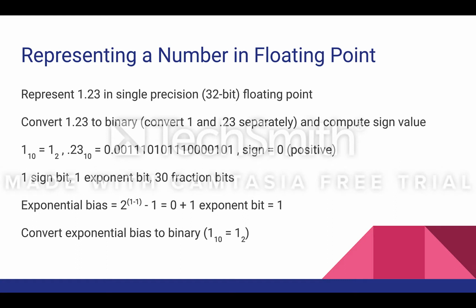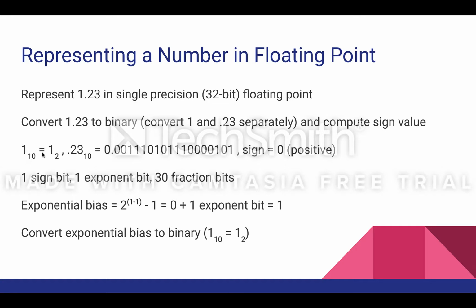So first we want to convert 1.23 to binary, and it's easier to think of it as converting 1 to binary and converting 0.23 to binary separately, and we also want to figure out our sign value. So here we can see 1.23 is positive, so our sign here is going to be 0. Then we want to convert our 1 to binary.